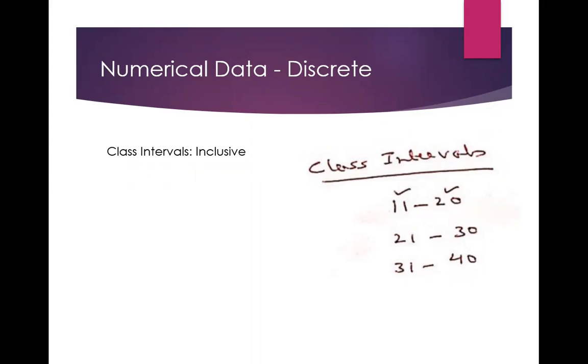And it should be very clear that it is discrete data. So there is no value between 20 and 21 because it is discrete. There is no value in between. So this is about discrete data class intervals, and this is a type of inclusive class interval.